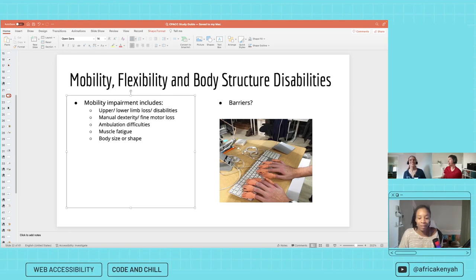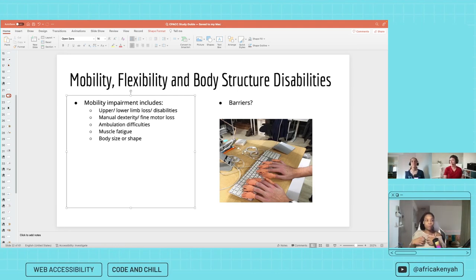It says mobility, flexibility, and body structures. Oh, sorry, you put RA, OA. So that would be rheumatoid arthritis and osteoarthritis. One of them being an immune condition, the other being an age condition. Pain disorders like fibromyalgia, coordinating movements. I think you said everything on here.